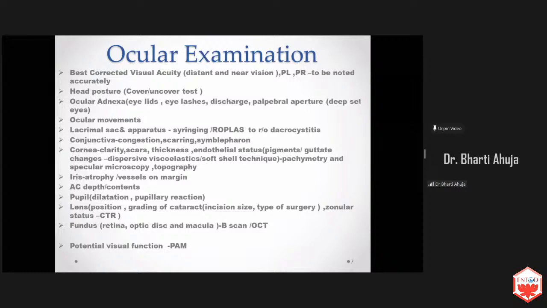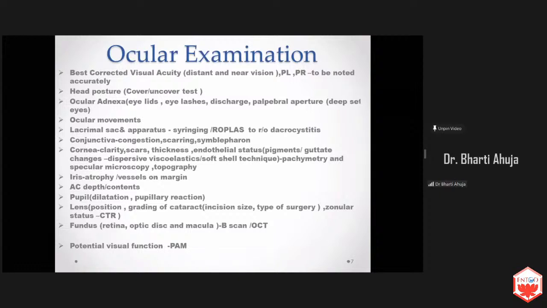Endothelial status can be seen on slit lamp also, for any presence of pigments or guttate changes on the endothelium. Corneal thickness needs to be measured with the help of pachymetry, and endothelial status can also be seen by specular microscopy. Topography is also important these days to assess the corneal curvature anteriorly and posteriorly. Iris to be noted for atrophy or any vessels on the margin or any NVI. AC depth and contents should be noted. Pupil dilatation and pupillary reactions are very important.